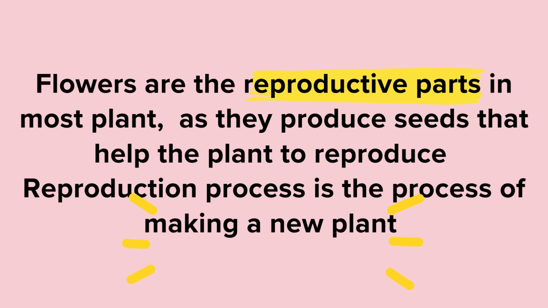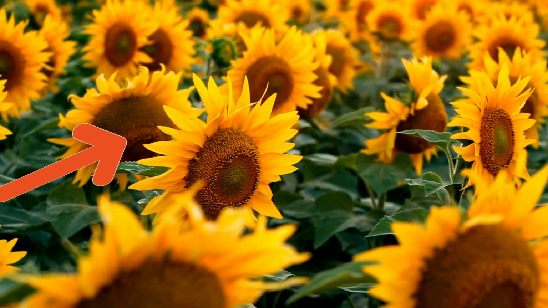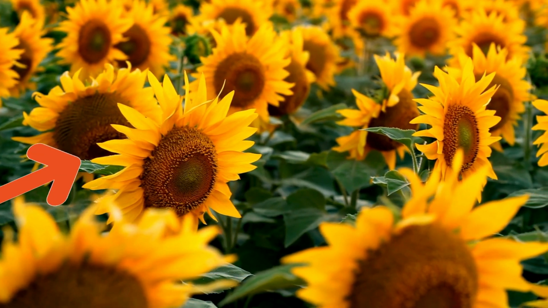So why are the flowers the reproductive parts? Because they produce seeds that help the plant to reproduce. The plant reproduction process is the process of making a new plant. Making a new plant means plant reproduction. So the flower produces seeds that help the plant to reproduce. So the flowers are the reproductive parts.